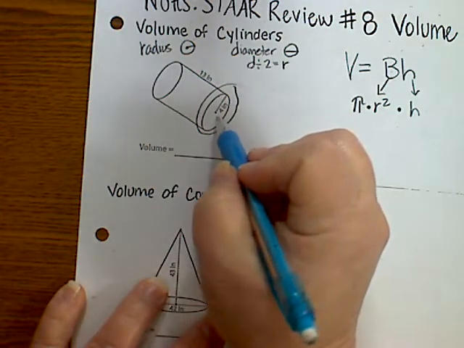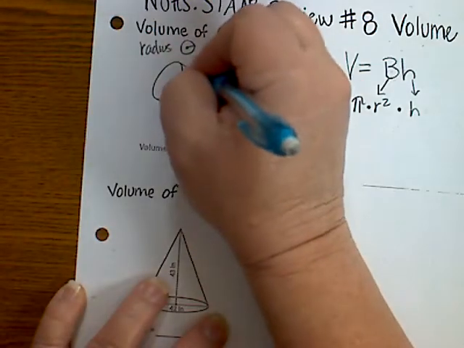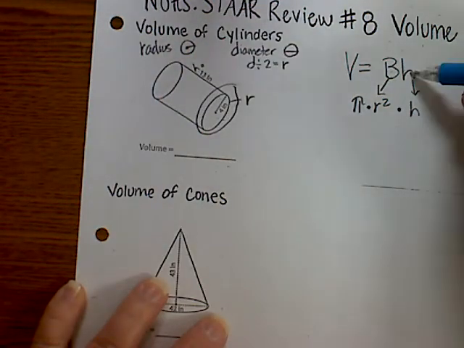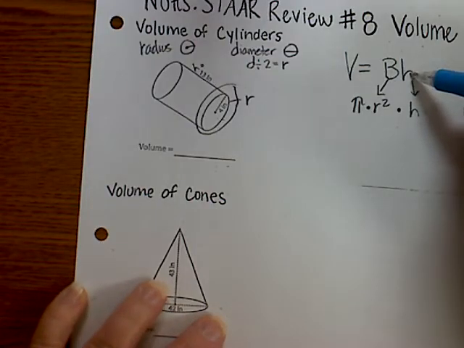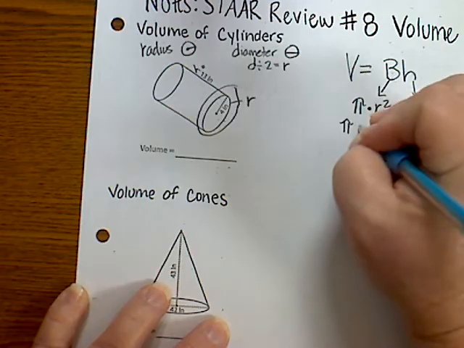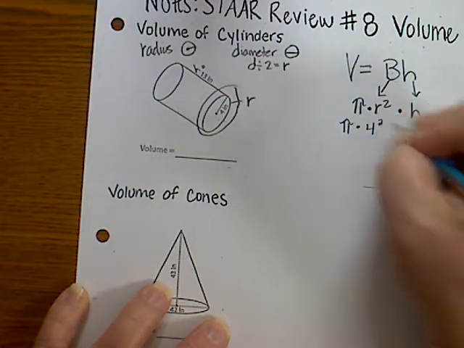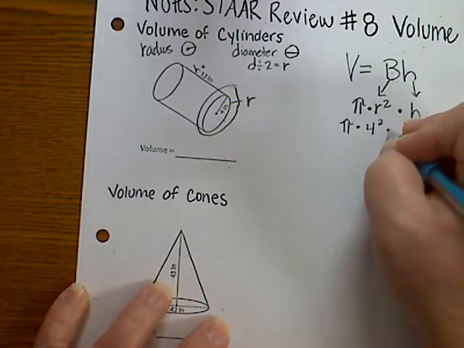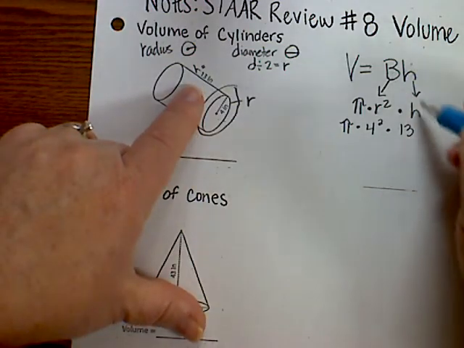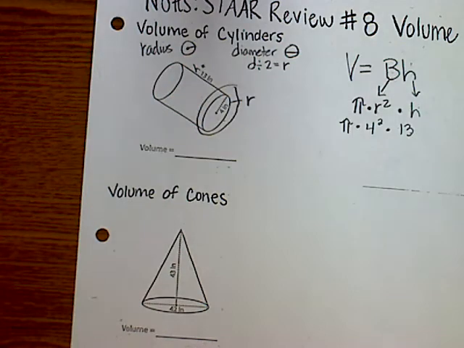This time we have been given a radius, so here's my R, and here is my H, the height of the prism. Remember, this H is the height of the prism. That has nothing to do with the base. So now I'm going to write pi times R, 4, squared times the height of my prism, which is 13. 1 step, 2 step, 3 step, put it in your calculator and get your answer.